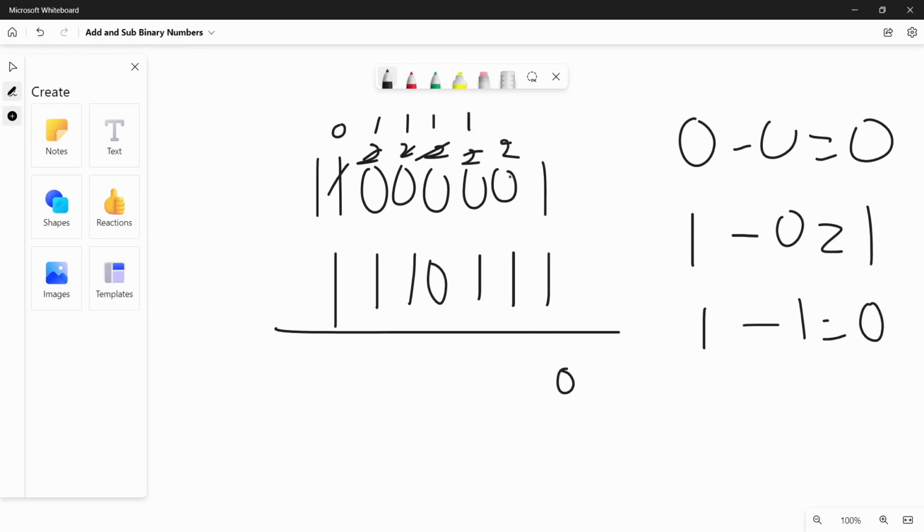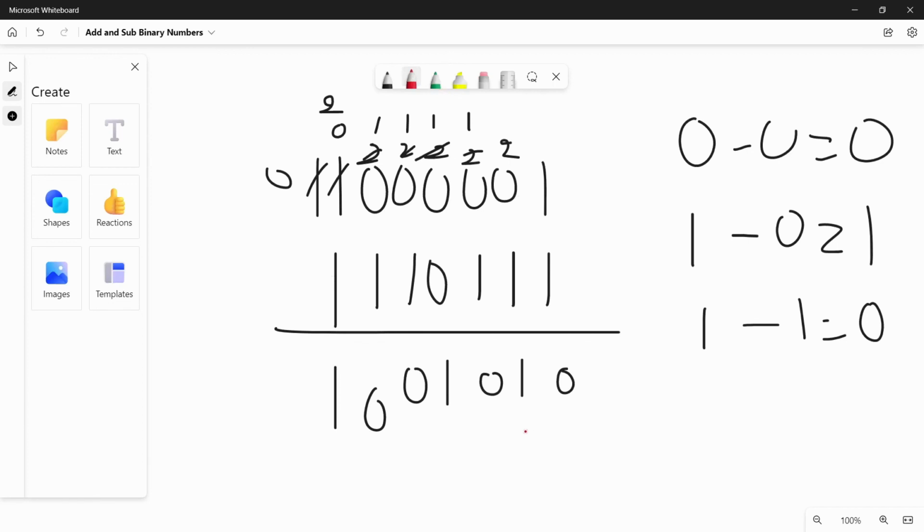2 minus 0 is 2, 2 minus 1 is 1. 1 minus 0 is 1, 1 minus 1 is 0. 1 minus 2 zeros will be 1. 1 minus 0 is 1, 1 minus 1 is 0. 1 minus 0 is 1, 1 minus 1 is also 0. Now we need to borrow a 1. I'll borrow a 1 from this one. This one will become 2. 2 minus 0 is 2, 2 minus 1 is 1.